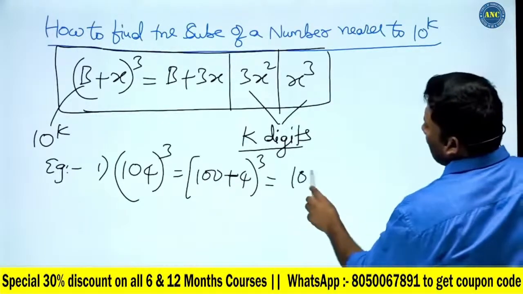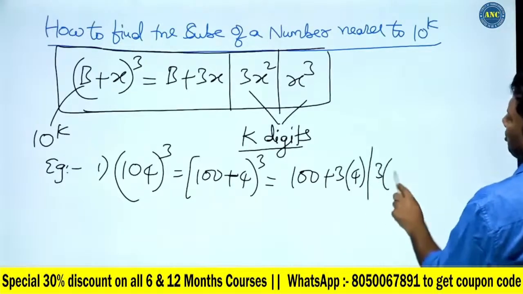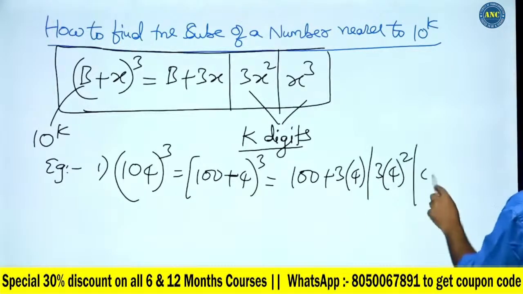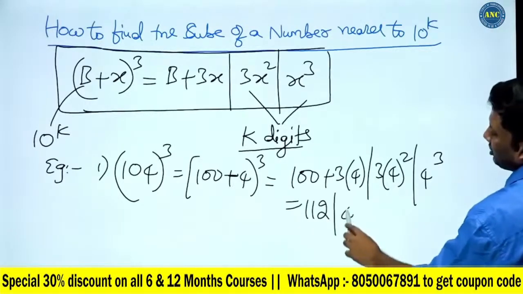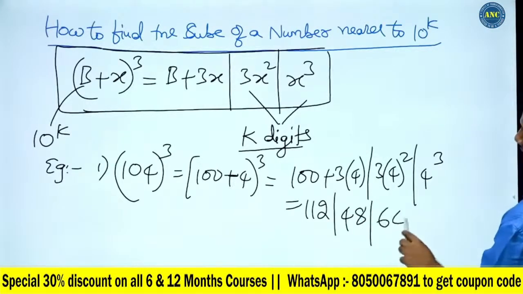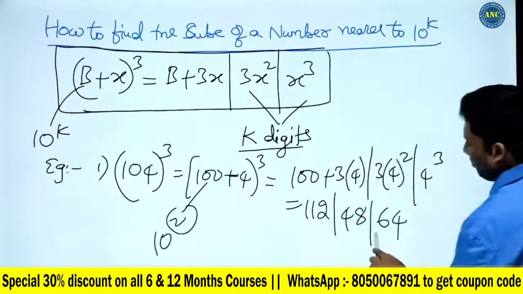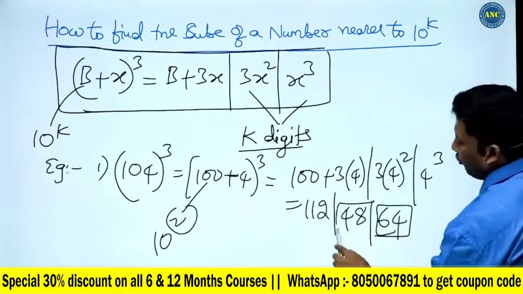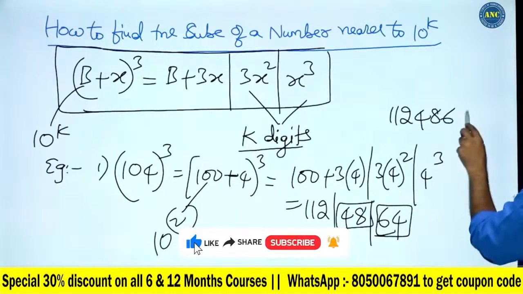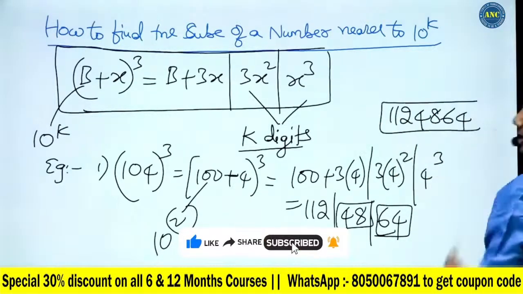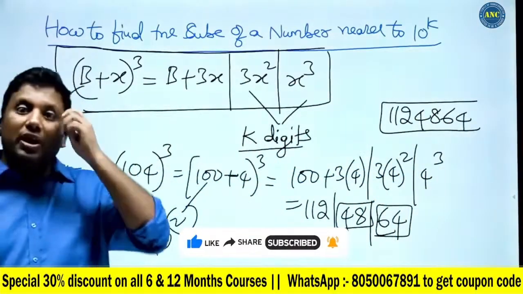So it is b cube, next is 3b square x, next is 3bx square, and next is x cube. 100 plus 12, 112. 16 3s are 48 and 64. 100 is 10 square, so last two places take 2 digits. 64 is 2 digits, 48 is 2 digits. Answer is 1124864. I hope the idea is clear.